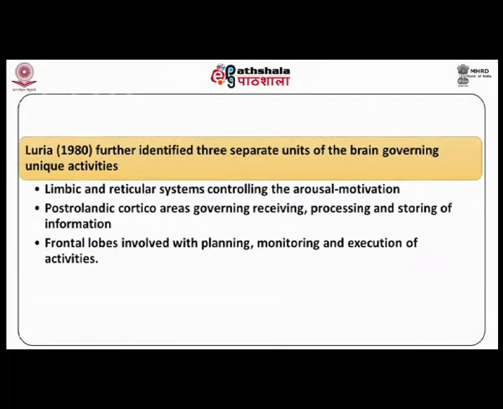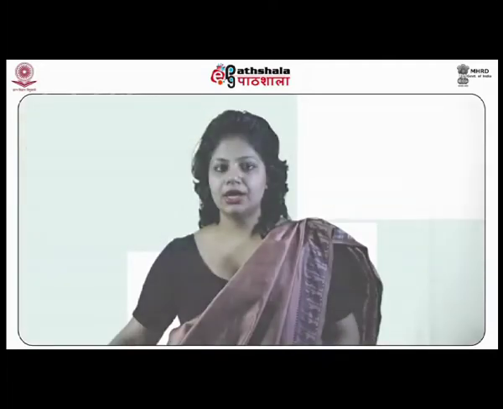Luria further identified three separate units of the brain governing unique activities. First, limbic and reticular systems controlling arousal and motivation. Second, postcentral cortical areas governing receiving, processing, and storing of information. Third, frontal lobes involved with planning, monitoring, and execution of activities. Luria related the third unit with performance of executive functions.